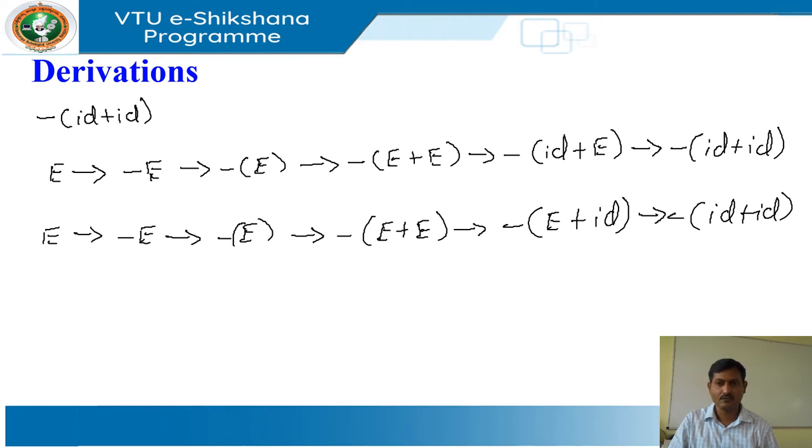So here, in the first derivation, we have replaced the first leftmost E by ID, but in the second derivation, we have replaced the rightmost E by ID, and in the next steps, the replacement has been done for the non-terminal E respectively. But here, the two steps differ in each derivation. So each non-terminal is replaced by the same body in the two derivations, but the order of replacement is different.